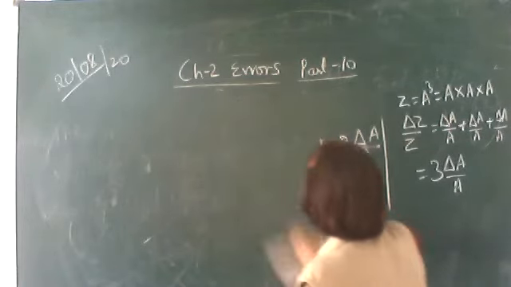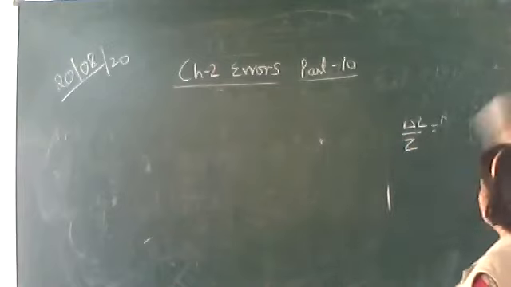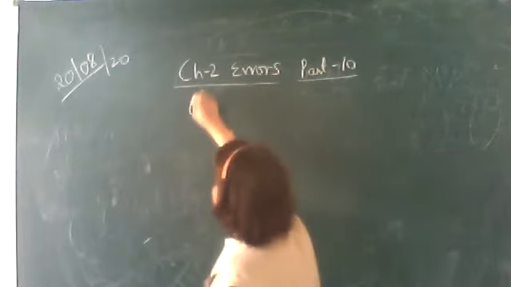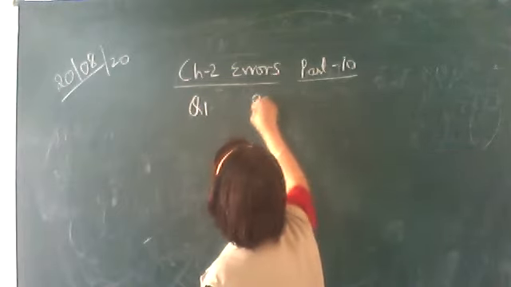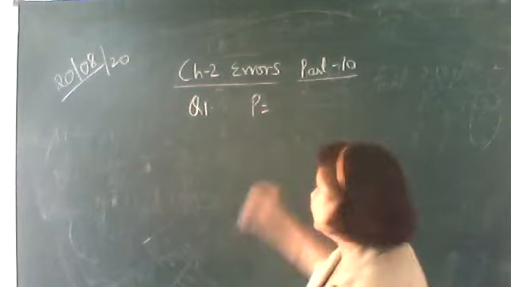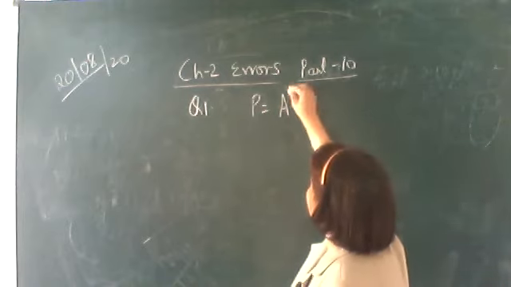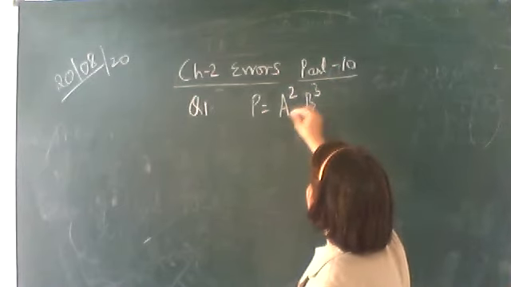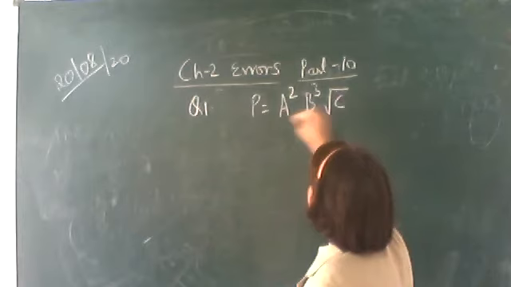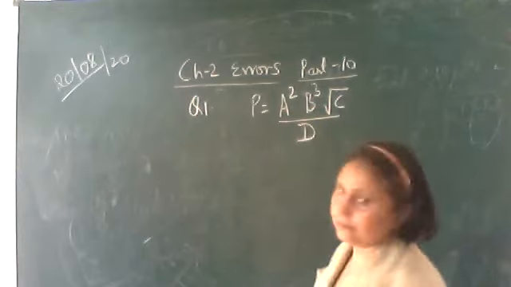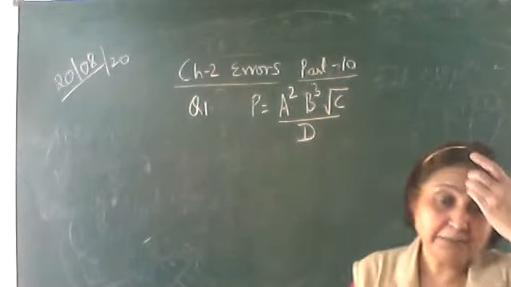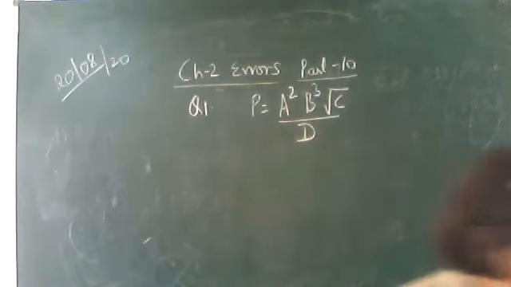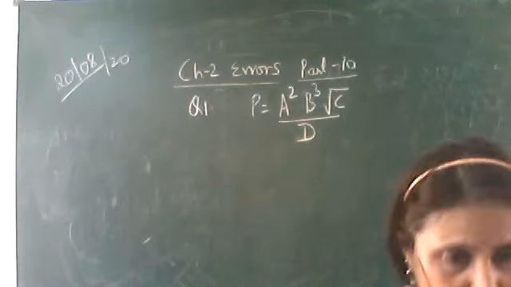Okay, first question. Based on the errors, let's do a few questions. Question number 1. Let a physical quantity be given as P equals A square B cube under root C upon D. Find the relative error in P. We have to find out the relative error in P.